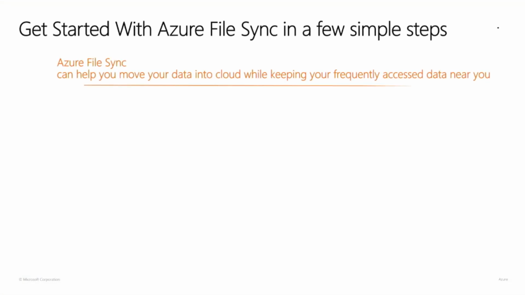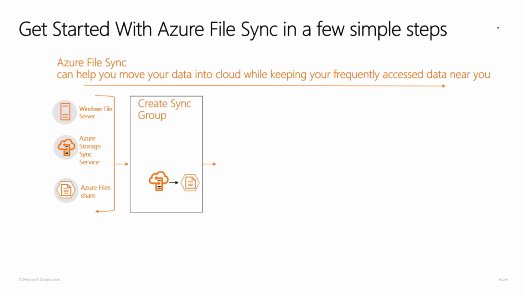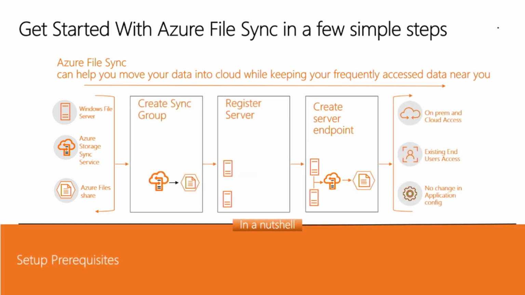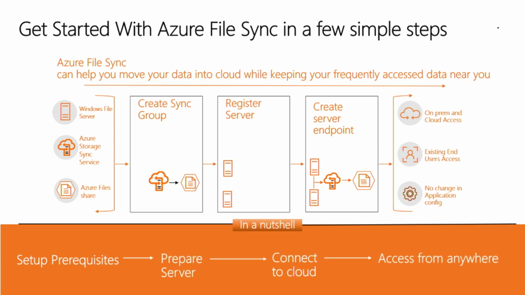So just to recap what we did, we set up the prerequisites, we created a sync group, registered a server, and then just tied everything together. And now suddenly we have access not just on-prem, but also from cloud, using your existing users the way they have been using it on-prem, the way they have been using it right now. There is no change required.